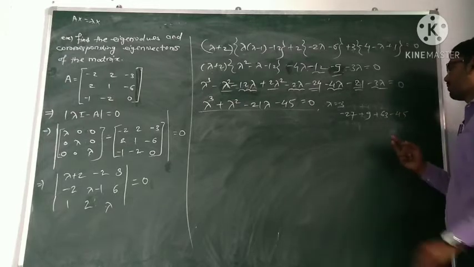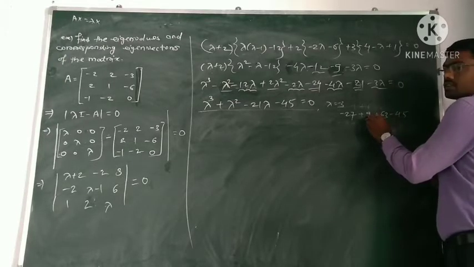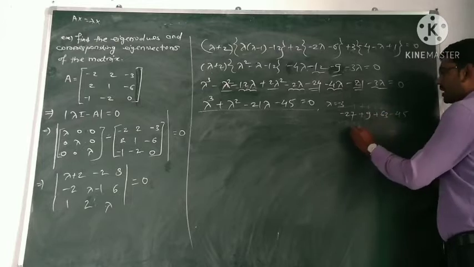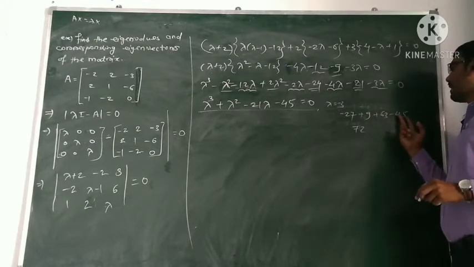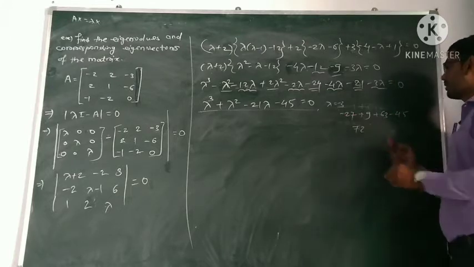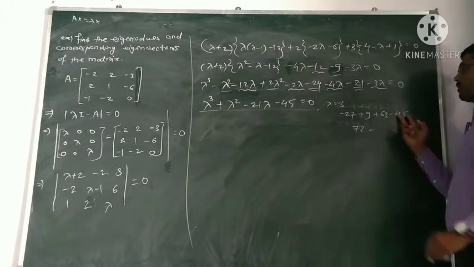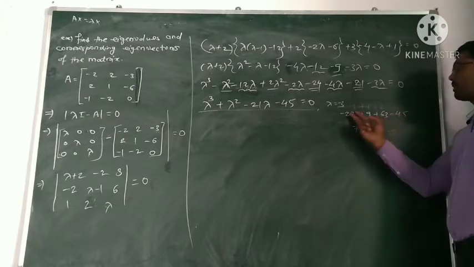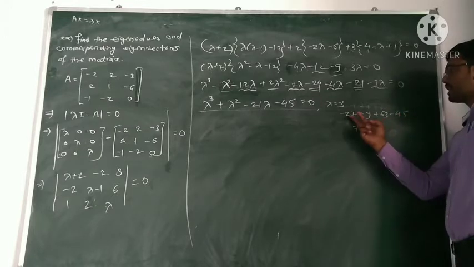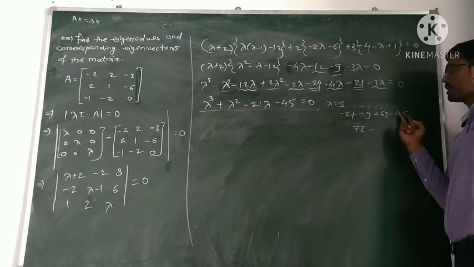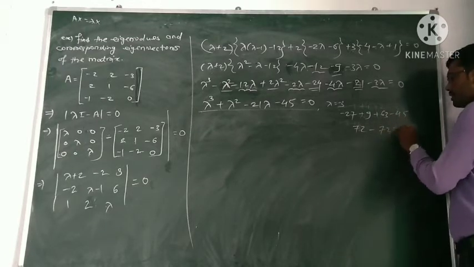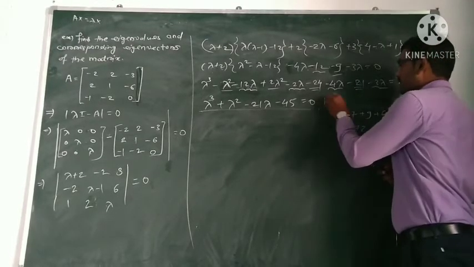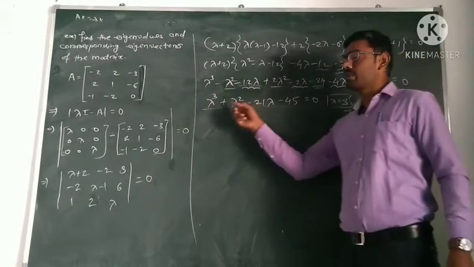Okay, now 63 plus 9, so 72 plus 72. Okay, and minus 45 minus 27. What is the value? 45 plus 27, so 55, 65 plus 7, that is 72. So 72 minus 72 is equal to 0. So lambda is equal to minus 3 is one root of this polynomial.